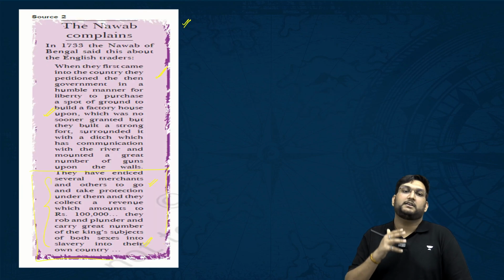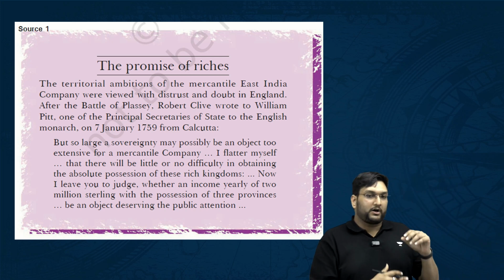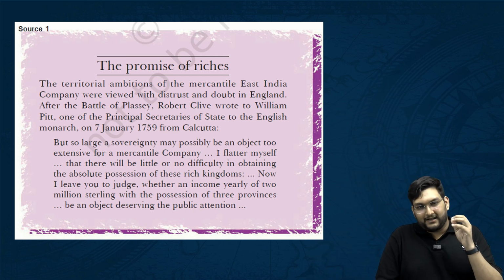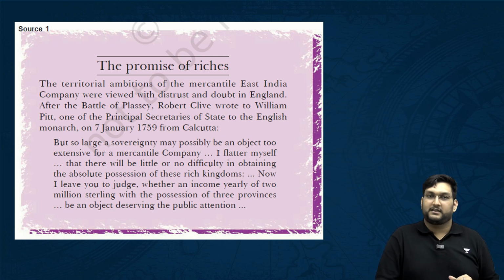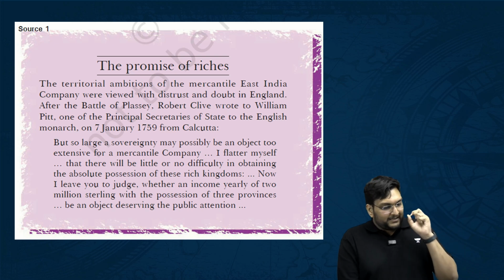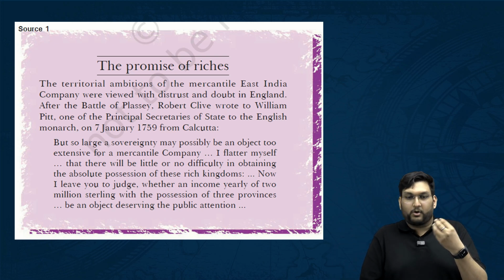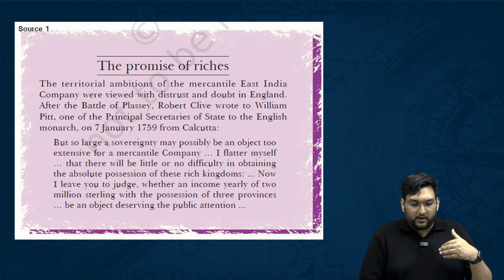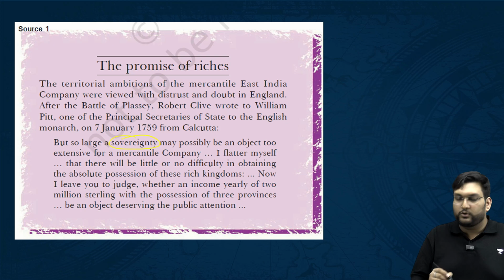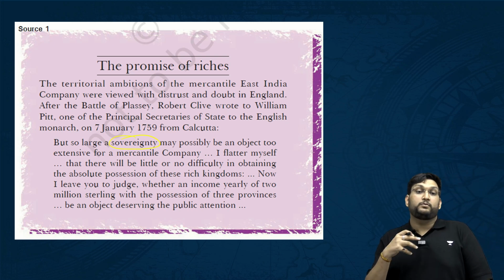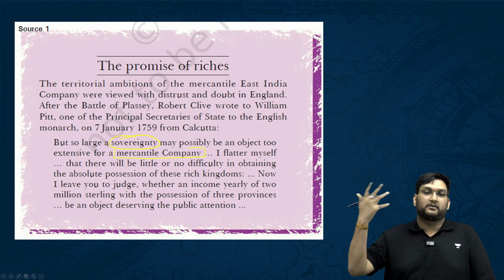And thereafter the loot. Now the loot in that regard is very well captured by what Clive said himself in a very interesting correspondence between him and the Principal Secretary of the State of the English monarch. He said, but so large a sovereignty may possibly be an object too excessive for a mercantile company. So he knew that if we take full control of this sector, it is going to be too big for a mercantile company. So it's an object too big to take sovereignty.